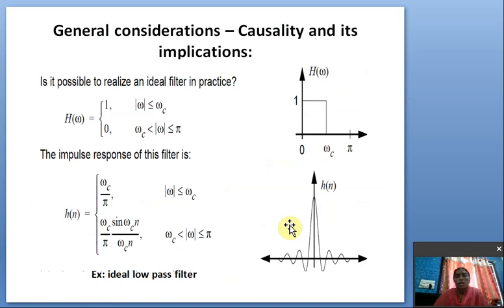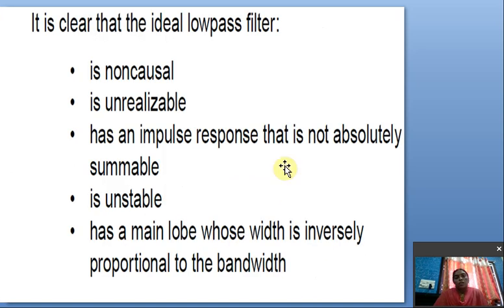So here coming to the general considerations, causality and its implications. Right. Ideal filters have no physical realization, and in practice it is impossible to implement them. Okay. So now the impulse response of this filter is this one. Now here the ideal low pass filter is non-causal, from that particular diagram you can clearly understand that. So it is non-causal, unrealizable, not absolutely summable, unstable, and has a main lobe whose width is inversely proportional to the bandwidth.